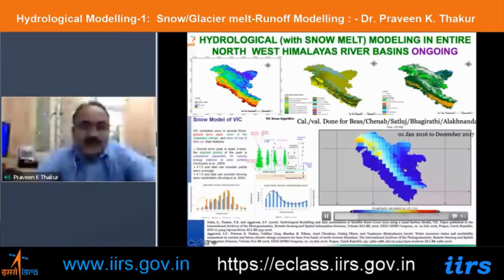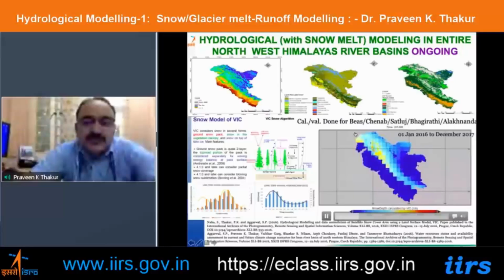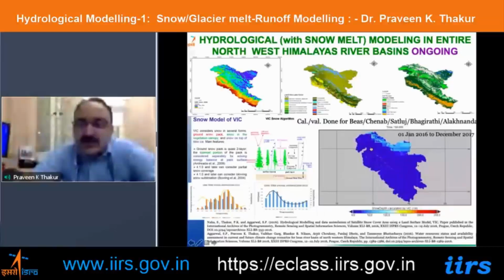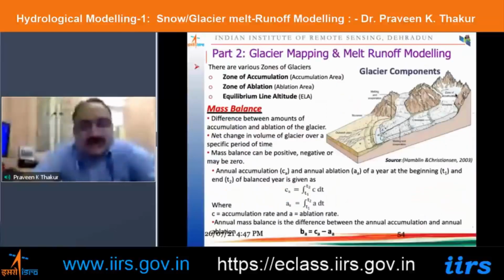The second component of the lecture is the glacier melt runoff. Before going into the glacier melt runoff, we have to understand the various features of the glaciers. A glacier is a flowing river of ice. This is represented by three distinct terms: the zone of accumulation, the zone of ablation, and one hypothetical line which is known as the equilibrium line altitude.